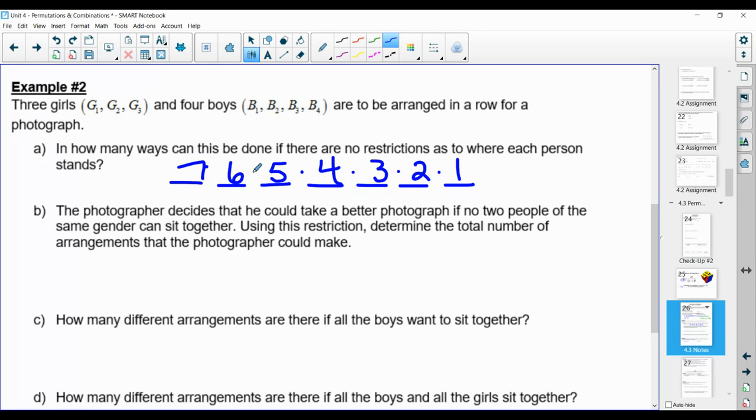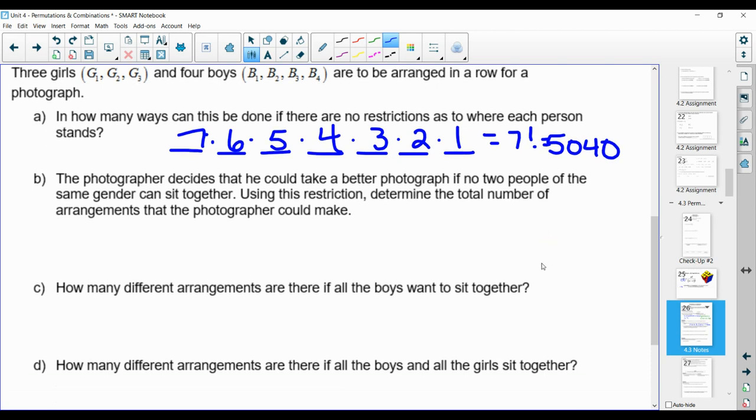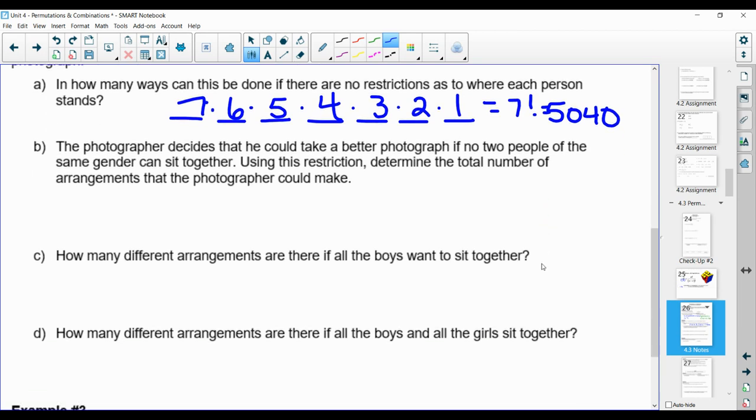Or if we were writing this in factorial notation, we would just write it as 7 factorial, which, as we saw from above, is 5,040. Now, it's not usually that straightforward. It's not typically the case where you're just given some amount without any restrictions.